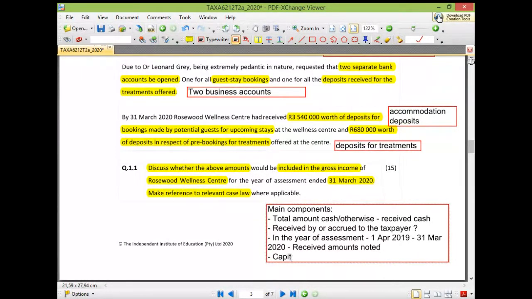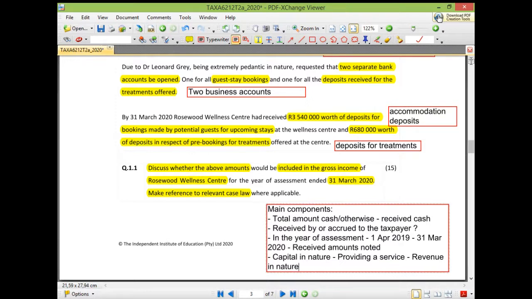Then we need to discuss, is it capital in nature? Here you would have to look at what the intent of the business was. Is this capital nature or is it actually revenue nature? Now, in this scenario, because we are basically providing a service, this would be revenue in nature. And then the last thing you would have to do is reach a conclusion.